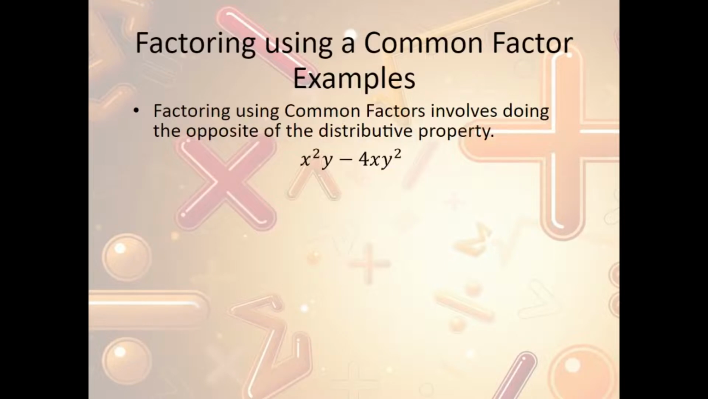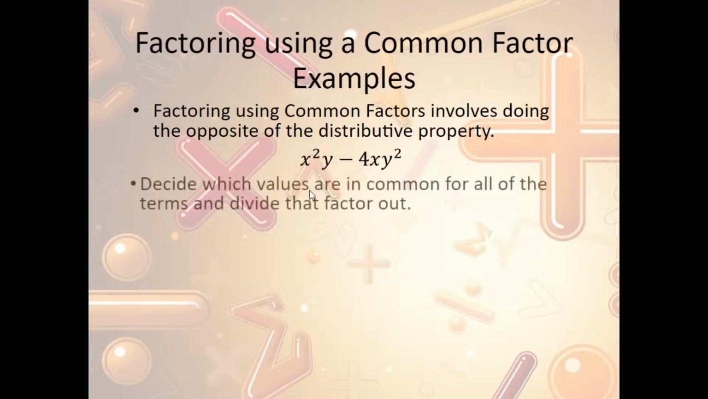Let's look at another example. We have x squared y minus 4xy squared. So we need to figure out what's in common. Well, we have a single x in common here, right? Because this x squared, there's not a squared here, so we can only pull one x out. And we have a y and a y squared, so we can pull one of those out as well. So we're going to pull out an x and a y. So we know that's what it's going to look like. xy times something is equal to this whole thing.